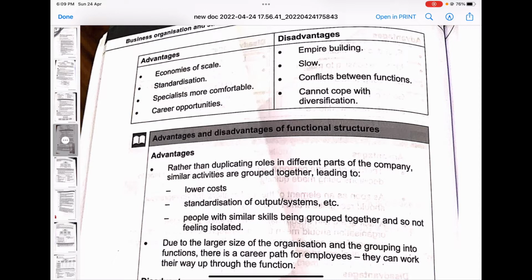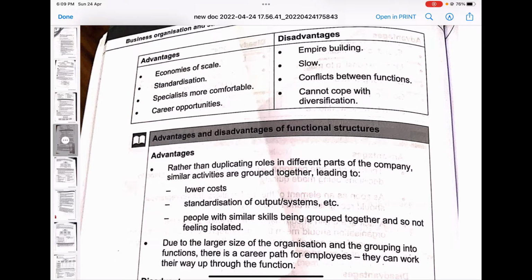One disadvantage is that there might be empire building. What does empire building mean? One department will try to be better than the other department instead of focusing on the success of the entire organization. The marketing department might try to be better than the other departments. So that's empire building.